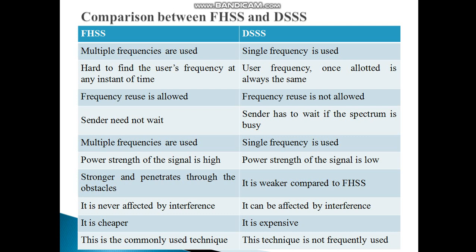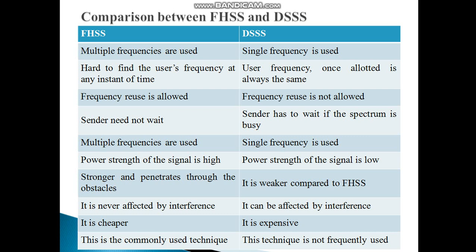In DSSS the sender need not wait. In FHSS the sender has to wait if the spectrum is busy. Multiple frequencies are used in FHSS, a single frequency is used in DSSS. The power strength of the signal is high in FHSS, the power strength of the signal is low in DSSS. It is stronger and penetrates through obstacles. In DSSS it is weaker compared to FHSS.